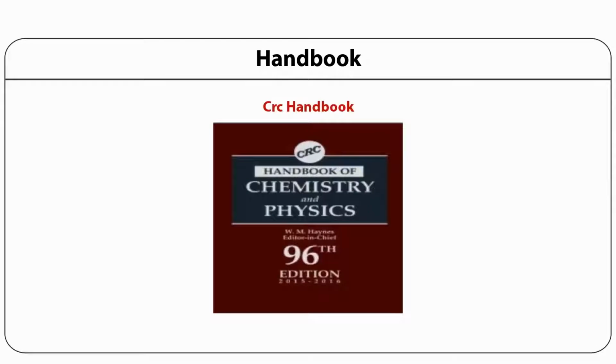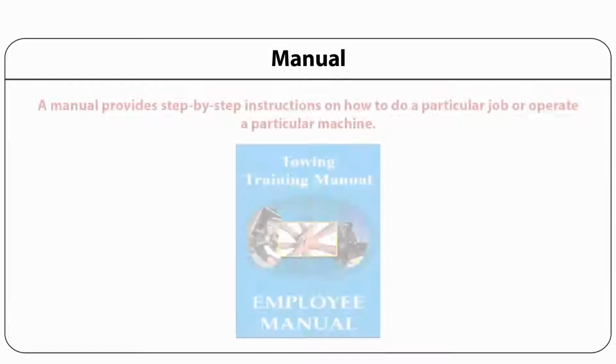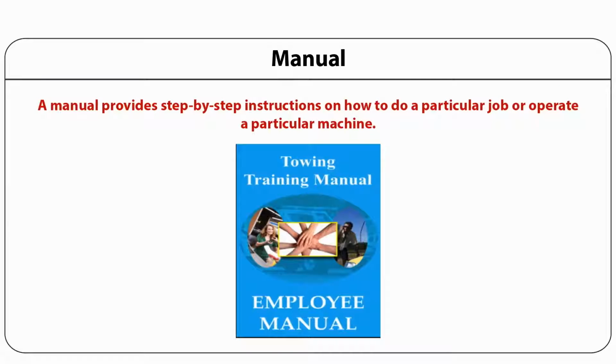Handbooks are meant for practitioners and professionals working in an industry or a laboratory. They are designed to be easily consulted and provide quick answers. CRC brings out a large number of handbooks for practitioners. Manual. A manual provides step-by-step instructions on how to do a particular job or operate a particular machine.